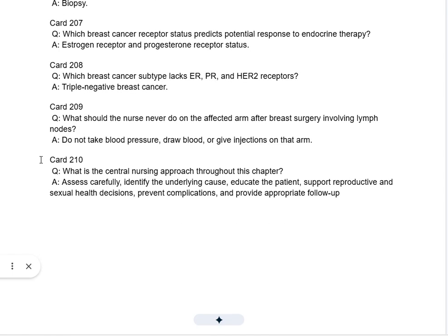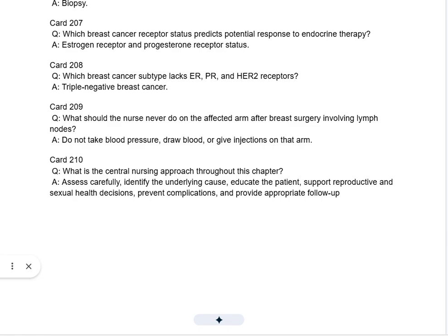Card 208Q. Which breast cancer subtype lacks ER, PR, and HER2 receptors? A. Triple-negative breast cancer. Card 209Q. What should the nurse never do on the affected arm after breast surgery involving lymph nodes? A. Do not take blood pressure, draw blood, or give injections on that arm.